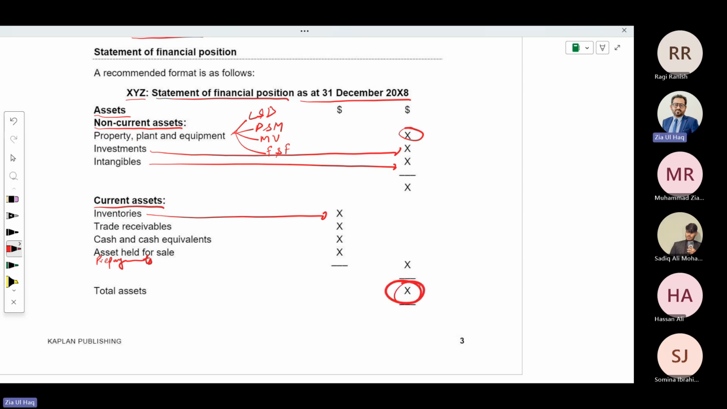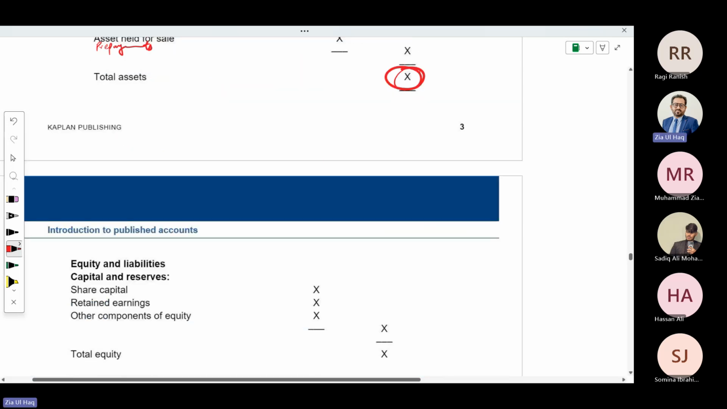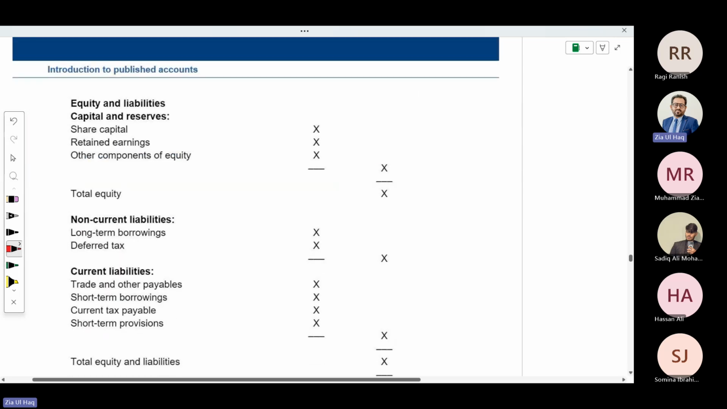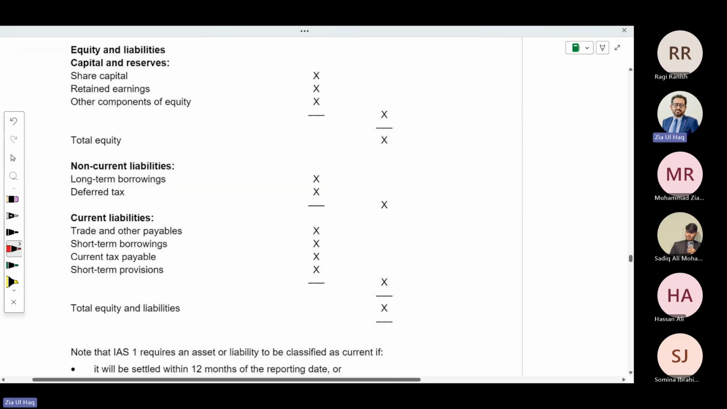So total assets, and this should be equal to total equity and liabilities. This means the second part of the statement of financial position is equity and liabilities. First, we need to state capital and reserves, that is equity: share capital, retained earnings, and other components of equity like share premium and revaluation surplus.